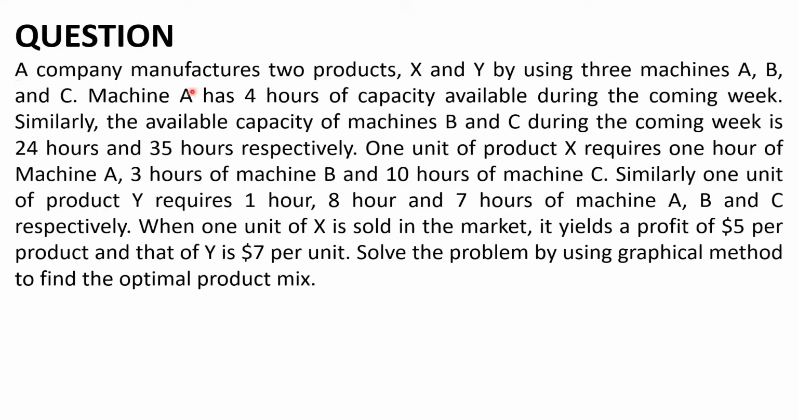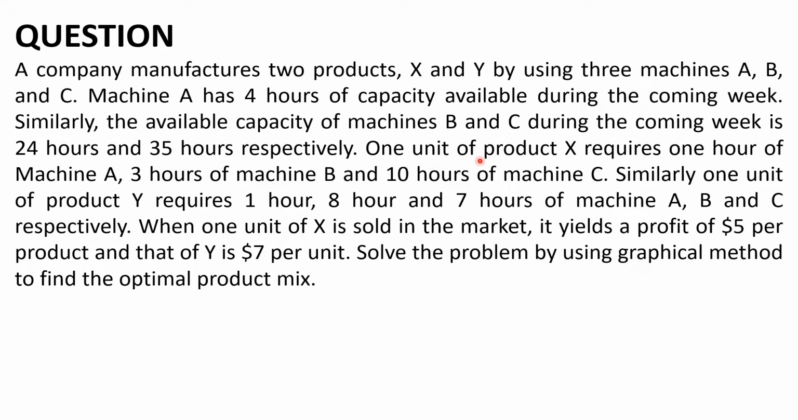A company manufactures two products X and Y by using three machines A, B, and C. Machine A has 4 hours of capacity available during the coming week. Similarly, the available capacity of machines B and C during the coming week is 24 hours and 35 hours respectively.